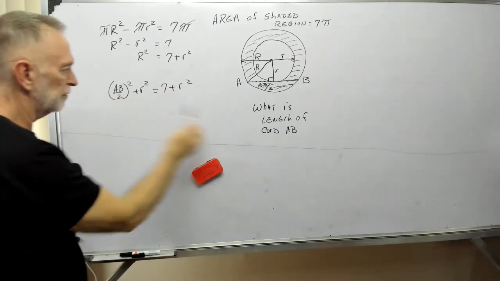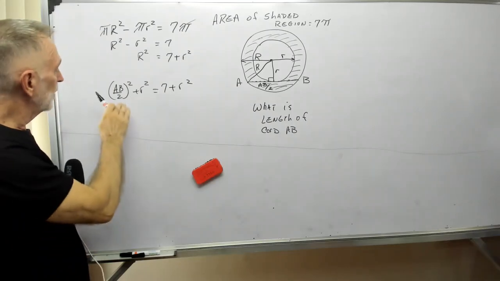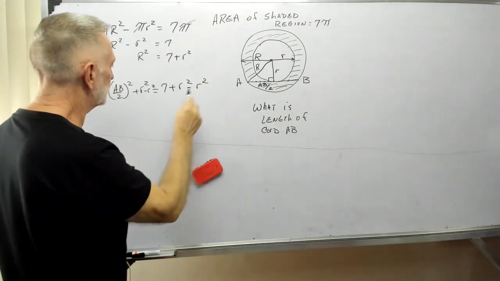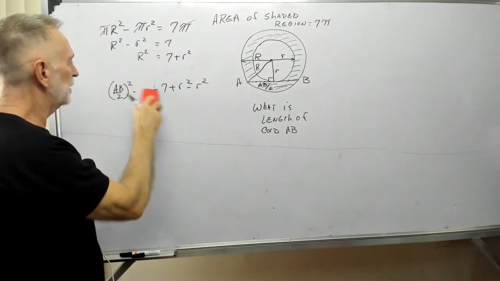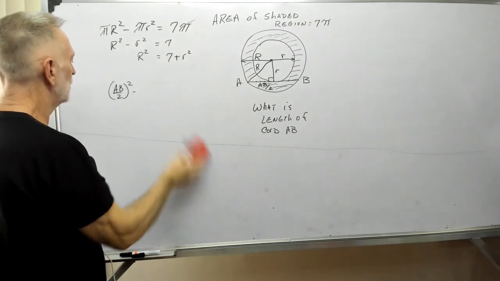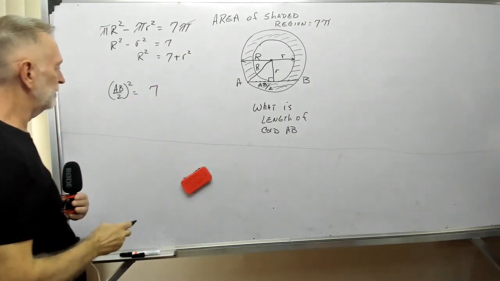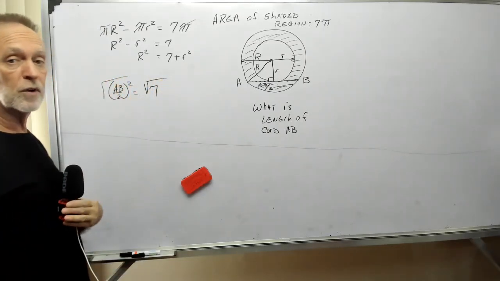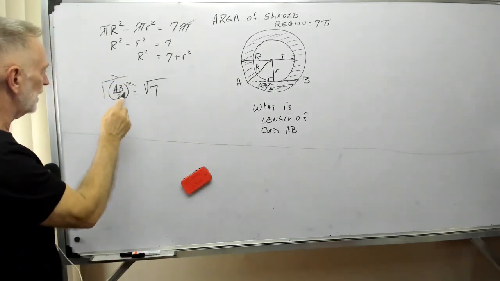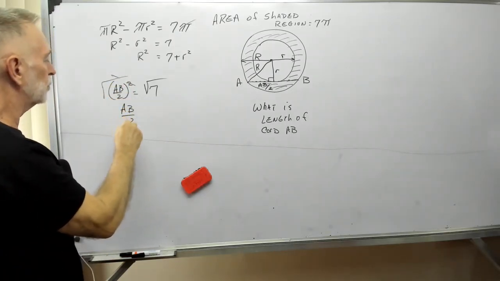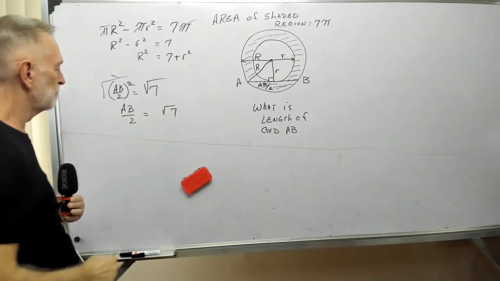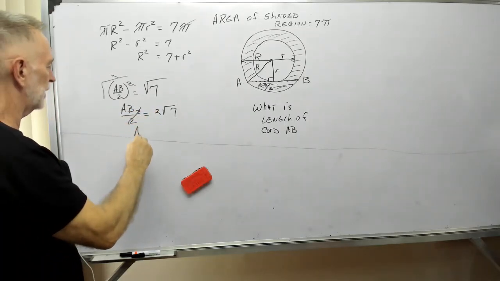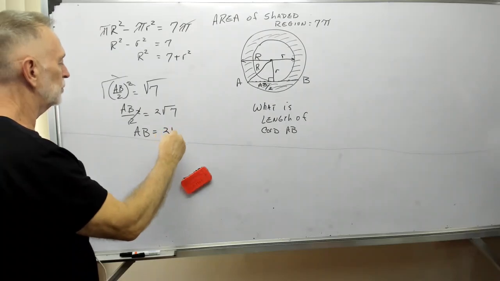Well, I'm trying to solve for AB, that chord. I can subtract the small radius squared from both sides, so that eliminates it here and eliminates it there. So now I have AB over 2 squared equals 7. If I take the square root of both sides, that cancels that out. So I have AB over 2 equals square root 7. Now if I multiply both sides by 2, that cancels. Now I have AB equals 2 square root 7.